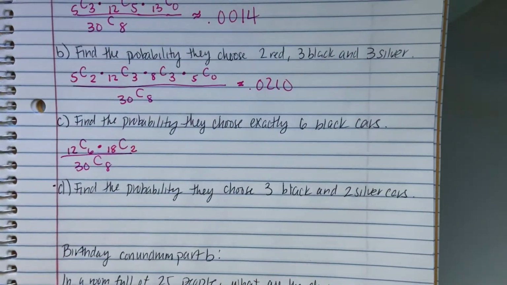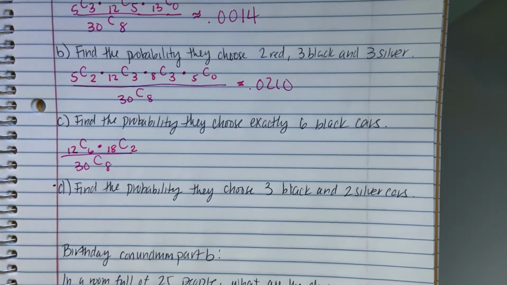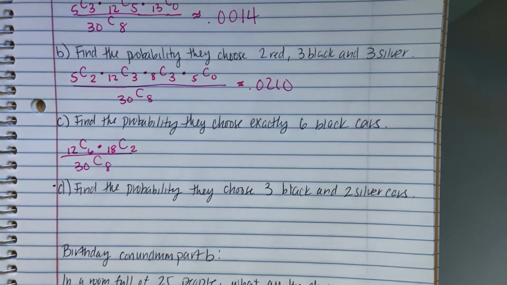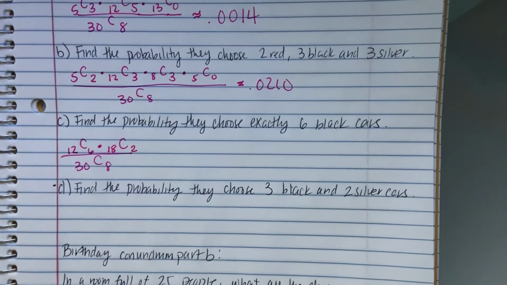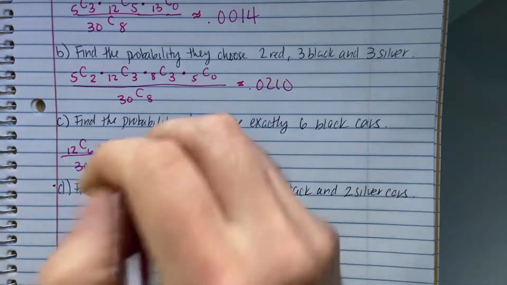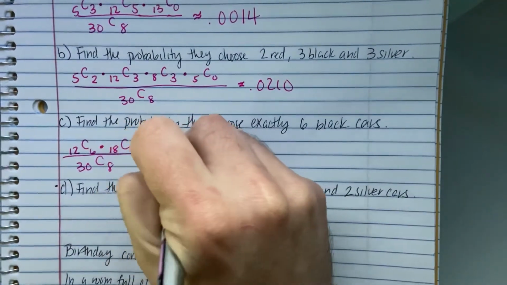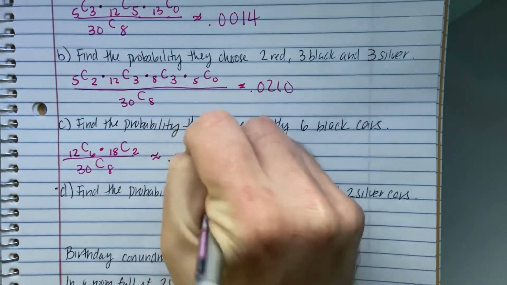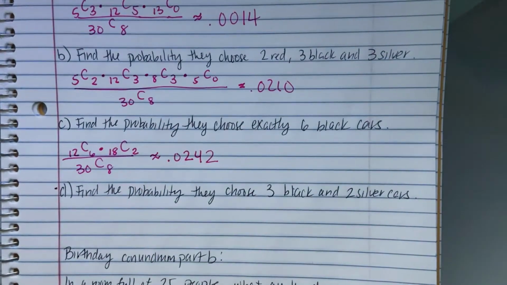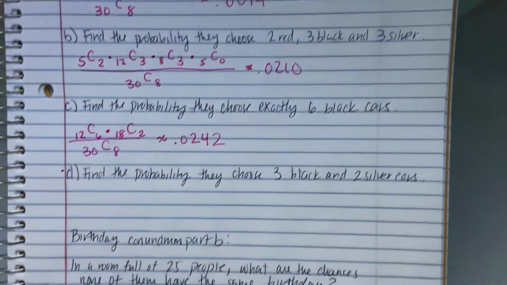Any two out of those, we don't care. But it sometimes simplifies, but you need to make sure to account for it or you'll miss it. So we have 12 choose 6, times 18 choose 2, divided by 30 choose 8, which is also 0.0242 if rounding. So a little bit more likely to get 6 black cars than our previous one. Still not great odds. And this can be extended to the last problem as well.